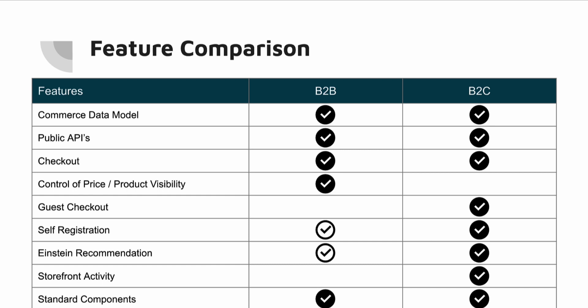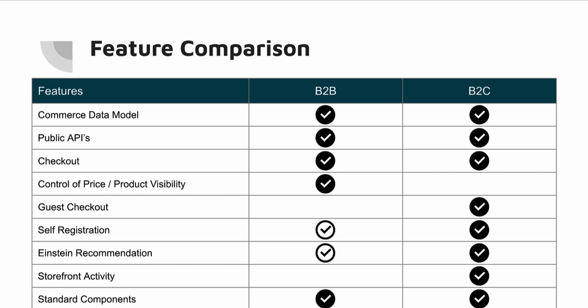They both deal with the same commerce data model. And so you can have a B2B storefront and a B2C storefront fueled off the same data model. And that's actually one of the powers of the platform and having these different templates: you can have multiple storefronts off the same unified data. They both have public APIs with great documentation on how to use them. They both have standard checkout capabilities.